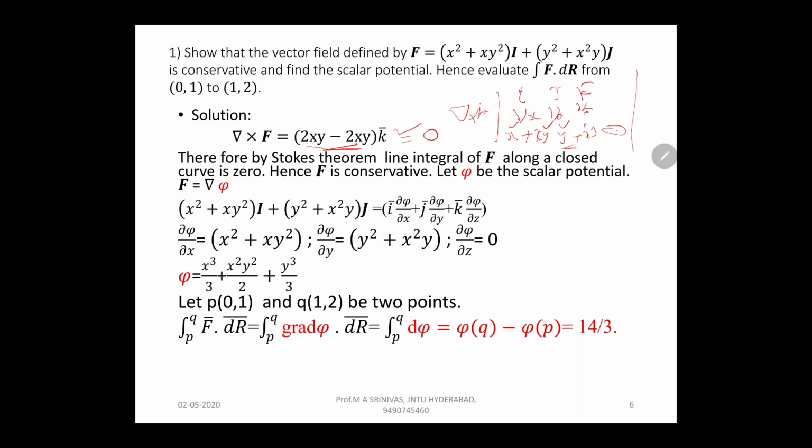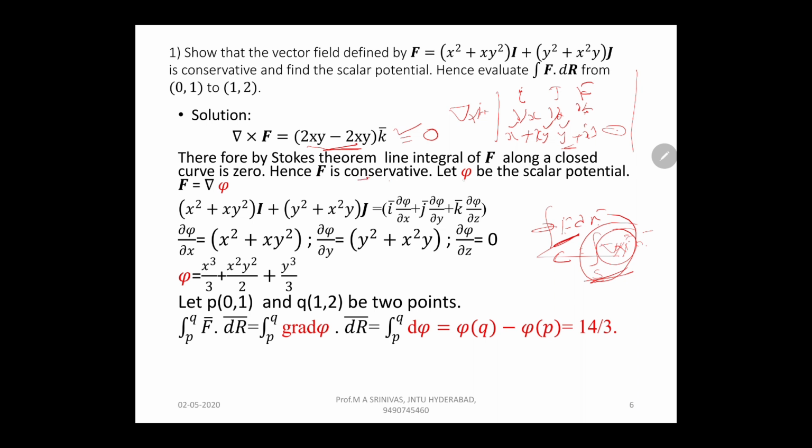Therefore, curl f bar is 0. By Stokes theorem, the line integral of f bar along a closed curve is 0. Stokes theorem says that the integral over c along a closed curve of f bar dot dr bar is equal to the integral over s of curl f bar dot n bar ds. Because curl f bar is 0, the surface integral is 0. Therefore, the line integral of f bar along a closed curve is 0. That means f bar is conservative.